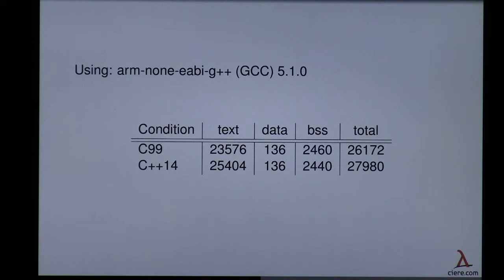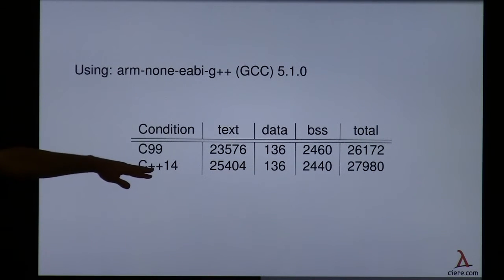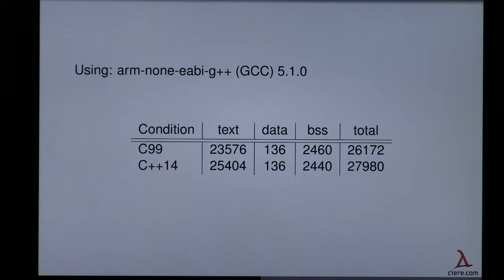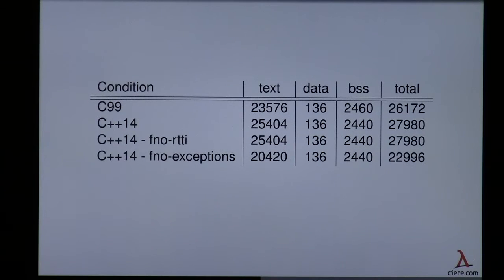So let's just take a baseline. Once we finally got the whole thing compiling, C99 versus C++14, we ended up with a bigger text size. And that is not surprising, by the way. So at this point, I can deal with that. It's not a whole lot larger. It's a little bit larger. But what can we do about things like that?